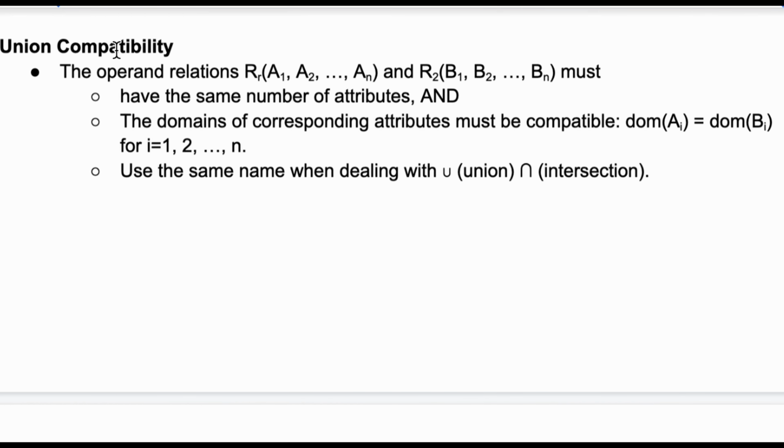So for union compatibility, the operand relations, we have this element R1, and then inside of here we have A1, A2, and so on, and our R2 with B1, B2, and so on and so forth. And these A1s and B1, B2s are just attributes. So they must have the same number of attributes, so this N would have to be the same for both. And the domains of corresponding attributes must be compatible. So we must be able to set them equal to each other. We want to use the same name when dealing with a union or an intersection, just because it makes everything easier.